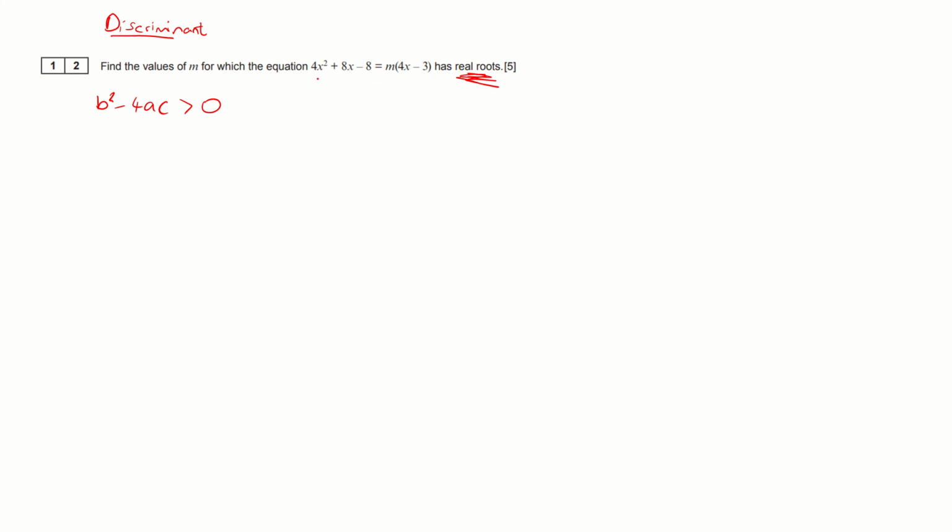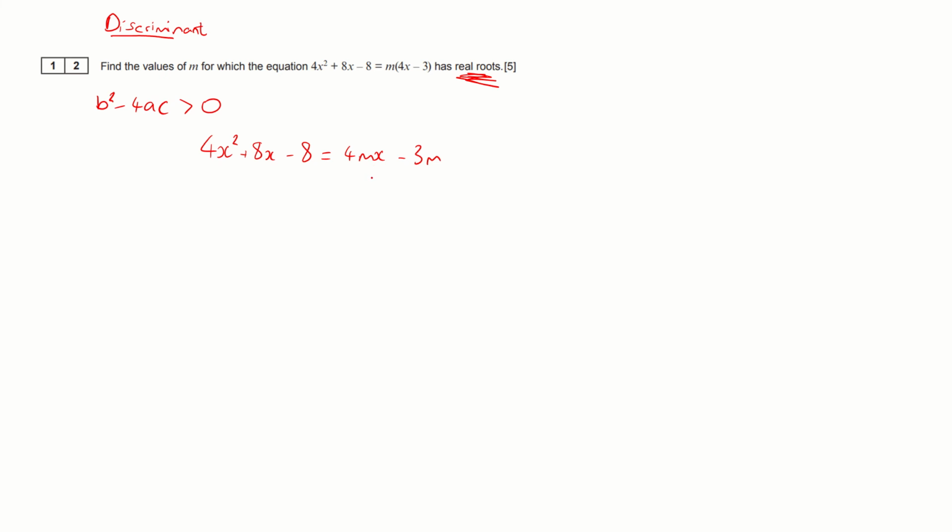When I said that this question is not in the correct form yet, the discriminant will only work when the quadratic is equal to 0, because then you have a, b, and c in the same positions as you would in the quadratic formula. So, expand the brackets. That's our first step. 4x squared plus 8x minus 8 equals 4mx minus 3m.